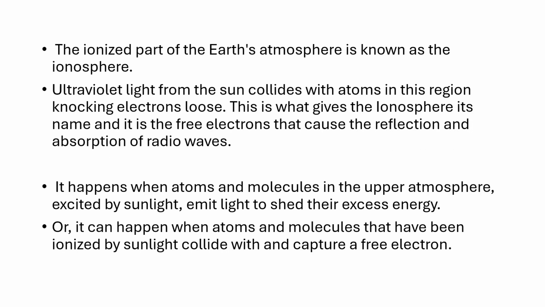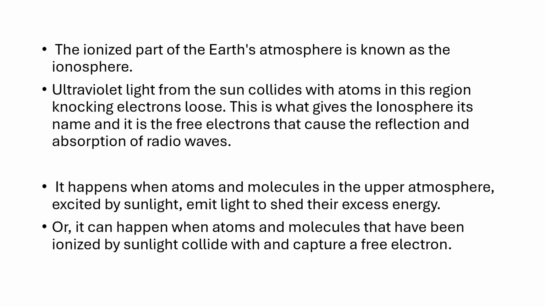The ionized part of the Earth's atmosphere is known as the ionosphere. The ultraviolet signals from the sun collide with the atoms in this region and make the electrons free or loose. That is why the ionosphere is named so, and it is the free electrons that cause the reflection and absorption of the radio waves. It happens when the atoms and molecules in the upper atmosphere, excited by sunlight, emit light to shed their excess energy.